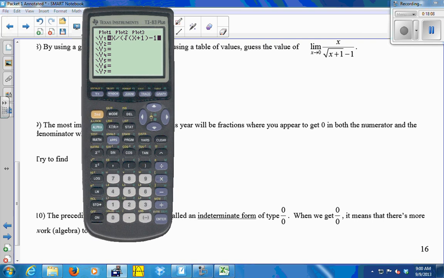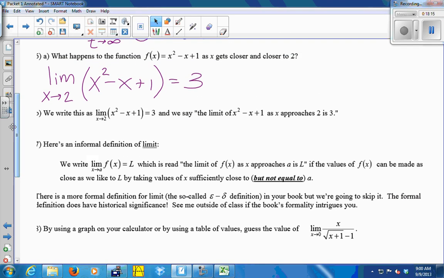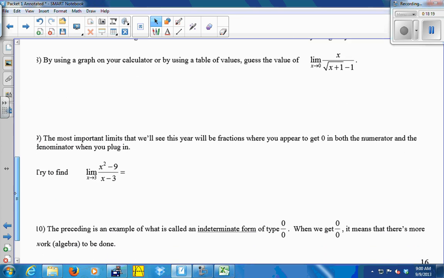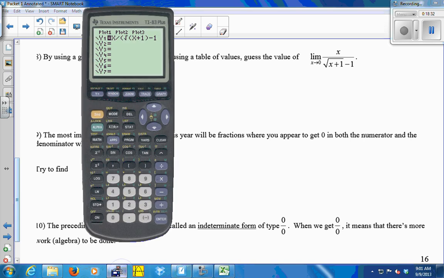So in the last example, I could just plug in. I just plugged in the 2 to get the limit. Nice, easy example. In this case, if I try to plug in 0, I end up with 0 over 0, which is not defined. So I'm going to have to do a little bit more investigation to figure out what this limit is. So that's why I need the graphing calculator.